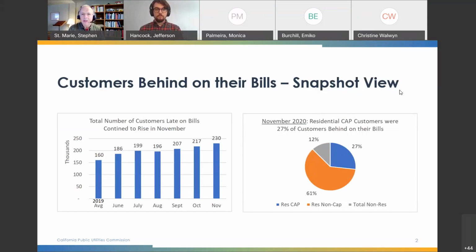My screen is, here we go. And we found that over a quarter of those customers, about 27% in November, were residential customers on the CAP programs, that is the customer assistance programs. That's a new name. Some of you may know those programs as LIRA, the Low Income Rate Assistance Programs. They're similar to the CARE programs that the energy customers have.